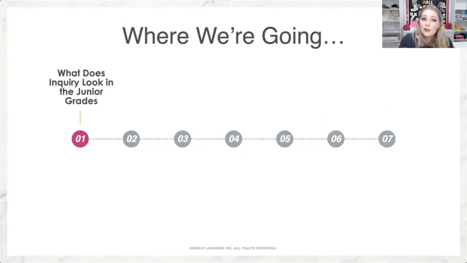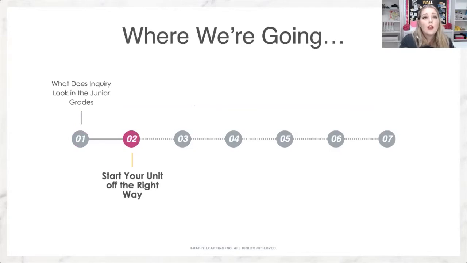First, we're going to look specifically at what inquiry does look like and how it is different from the junior grades. If you Google inquiry, you're going to get a lot of kindergarten resources. We're not talking about kindergarten type inquiry learning. We're talking about what inquiry-based learning looks like in the junior grades, and it is different.